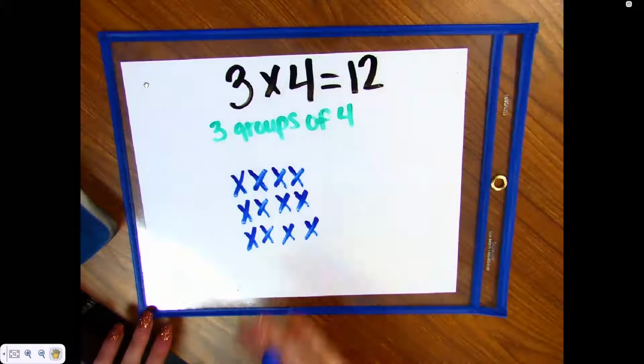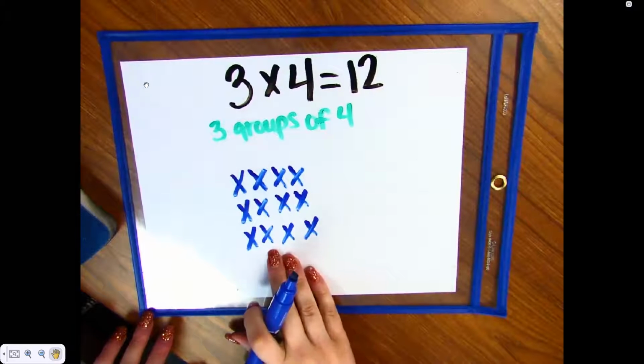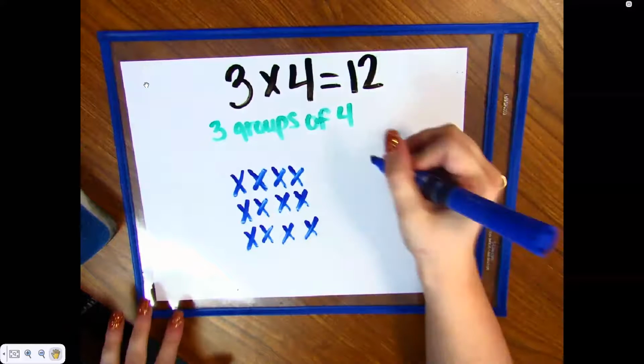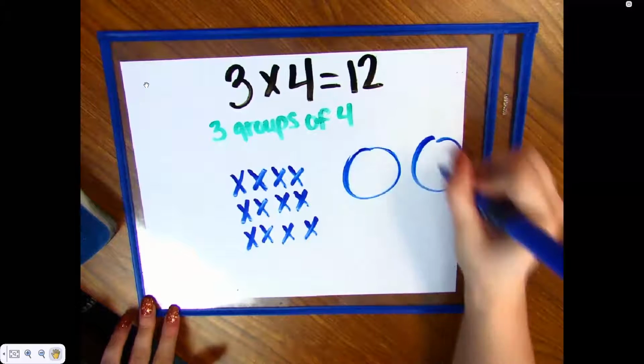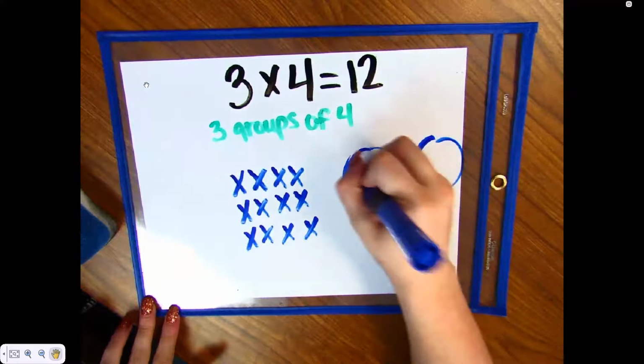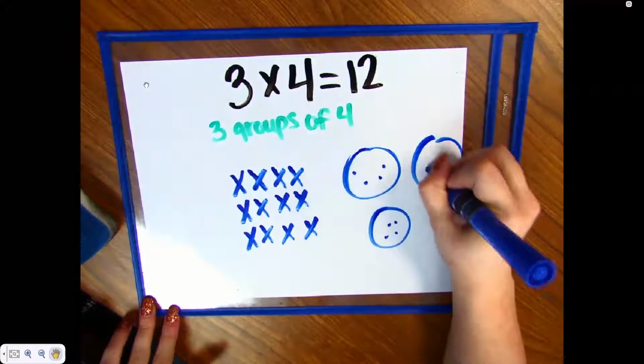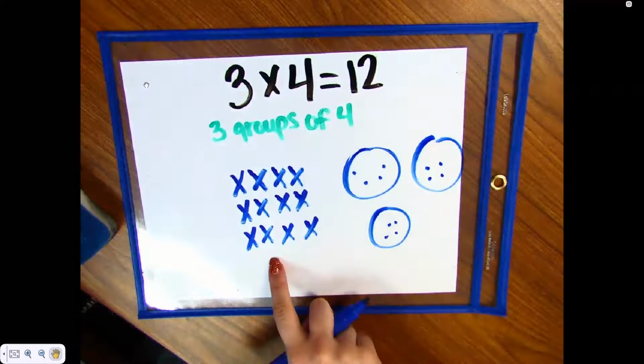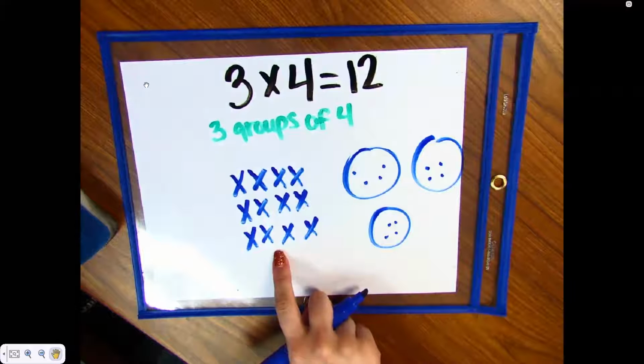Okay, so this is an array. An array is when your objects are in straight lines. Equal groups is when you're putting them in groups like this. So this is equal groups. This is an array. An array is in straight lines. I still have 12 X's.